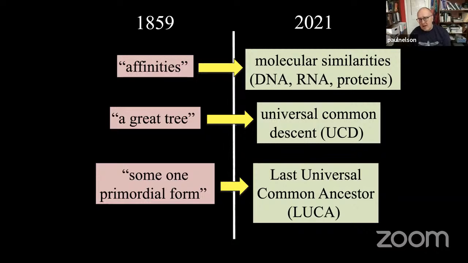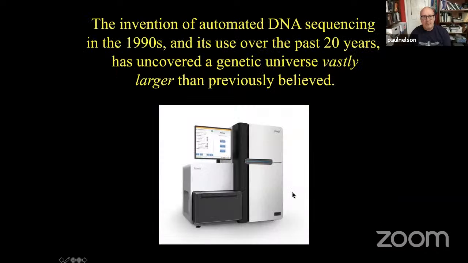But by and large, if you choose an evolutionary biologist, just pick one off a university faculty out of the telephone directory, he or she will accept this picture. Now, as I said, the picture, or the geometry of universal common descent, is under pressure. And it's under pressure from a technology that really was not practical until the mid-1990s, namely automated DNA sequencing.